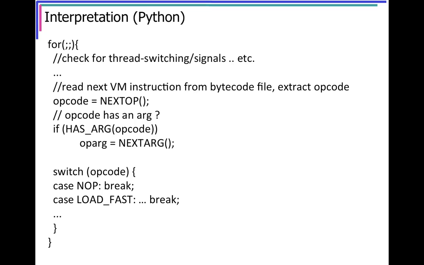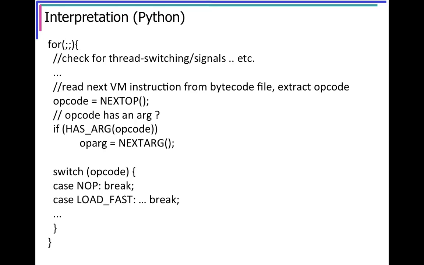This is a big for loop, notice, and within that for loop, it's really an infinite loop. The first thing we do is we read the next instruction in a program, and we're going to decode that instruction and extract its opcode. Once we have its opcode, we then check if there's some arguments. Based on the opcode, we know which opcodes have arguments, which opcodes don't, so then we can decode those.